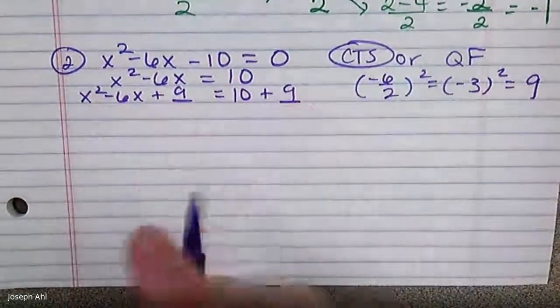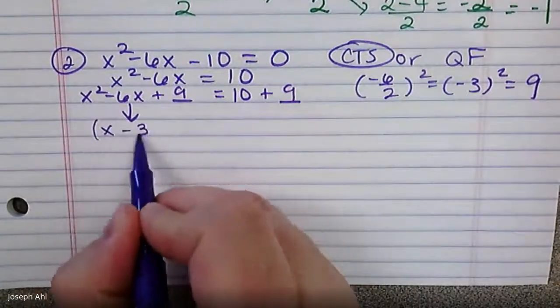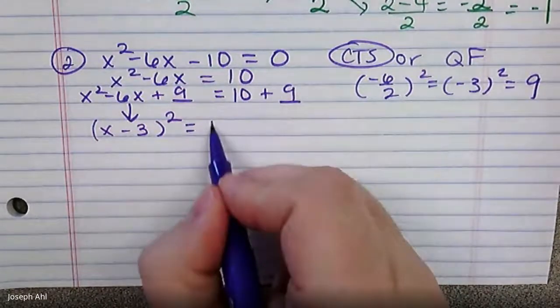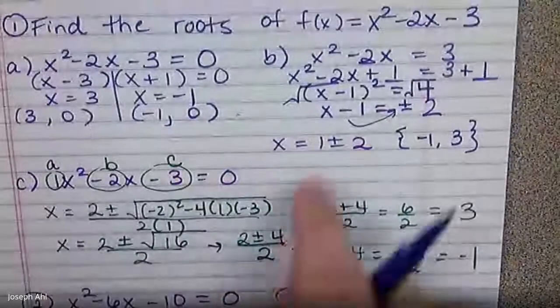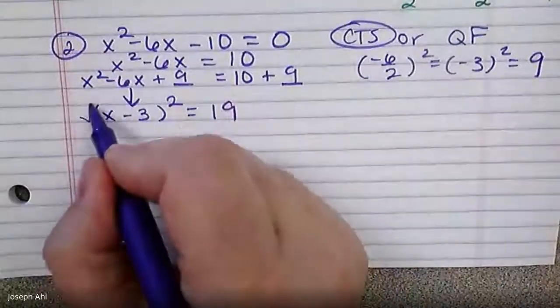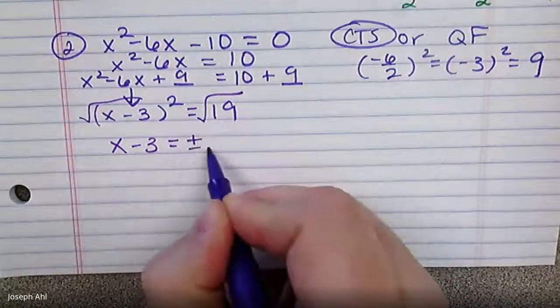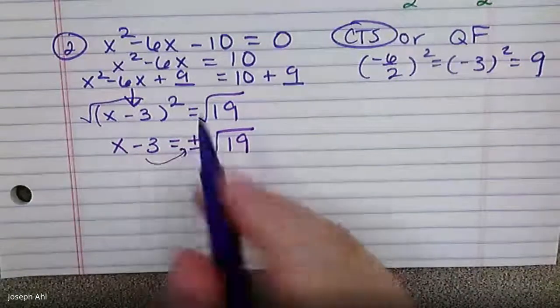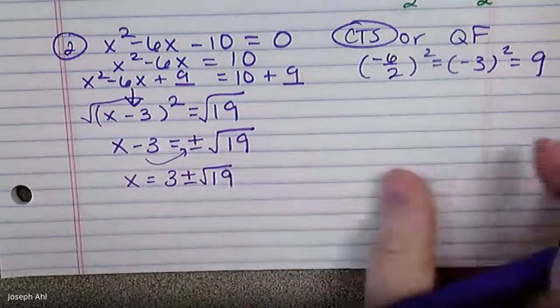So with that 9, you add it to both sides. X squared minus 6x plus 9 factors into x minus 3 squared. And then 10 plus 9 is 19. Comparing it to what we did earlier, once we got that quantity squared, then I took the square root of both sides to continue solving for x. So x minus 3 equals, don't forget, plus or minus the square root of 19. And then add the 3 over to get x equals 3 plus or minus radical 19.